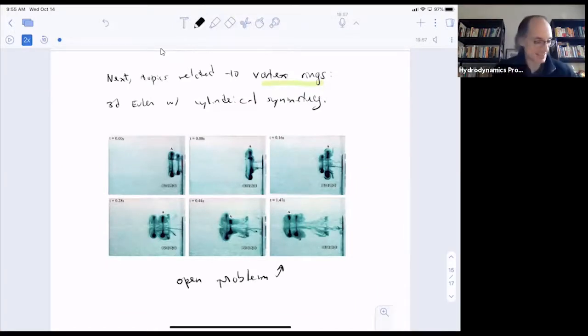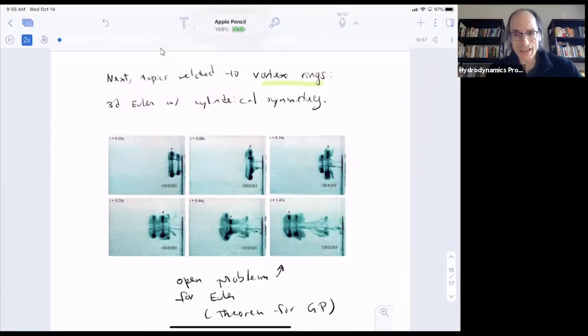I should say this is an open problem for Euler, but it's a theorem for the Gross-Pitaevskii equation, a theorem that's too technical to discuss in this class. But in another week or two, we can basically get to the frontier of research concerning this Euler question. I can tell you pretty much everything that's known, and we'll see why it's harder than the point vortex question.